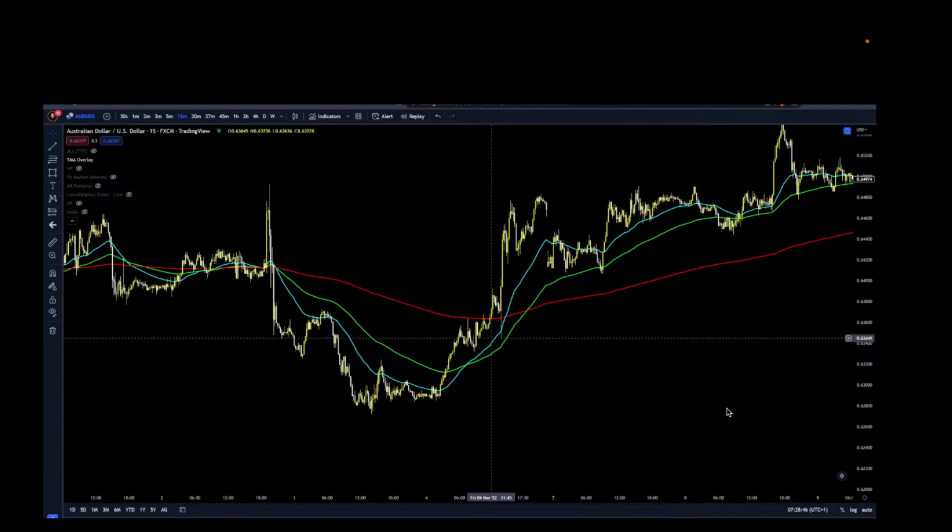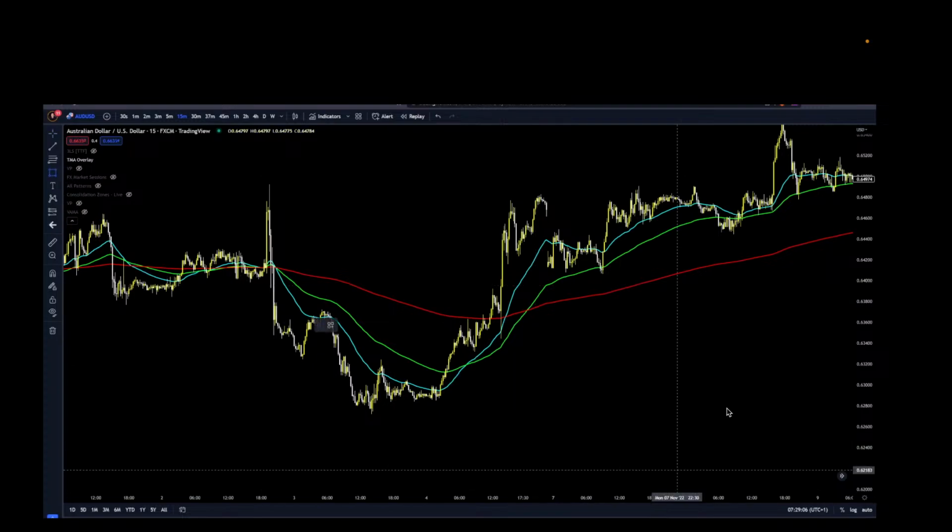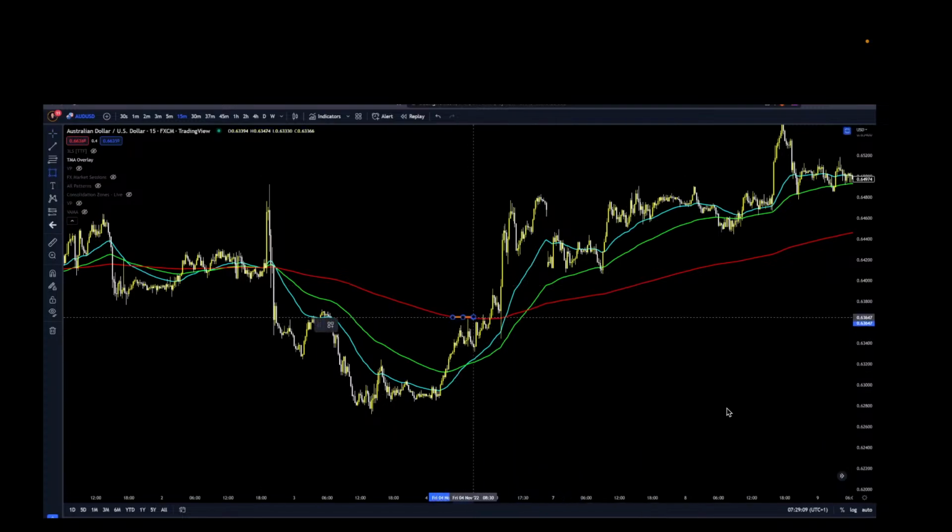Then if it doesn't reject to continue, it will break that 200 and use that 200 as its new support. This is why I was always saying before, sell below the 200, buy above the 200. Because if you guys are familiar with price action, this is a perfect break and retest.